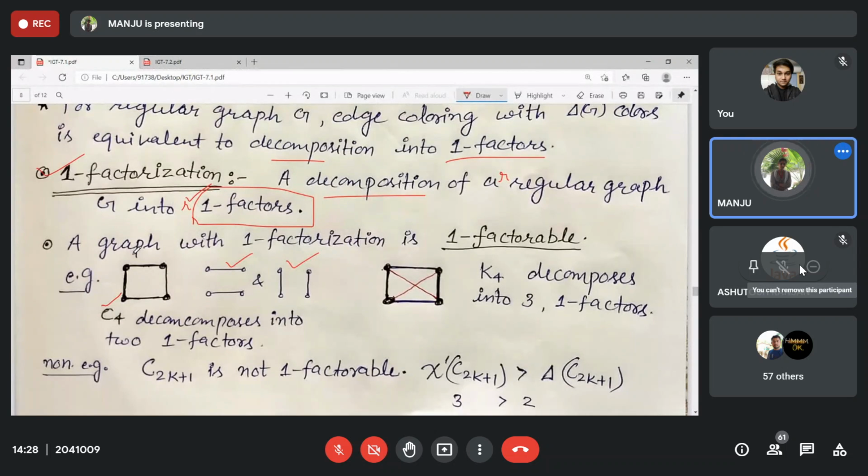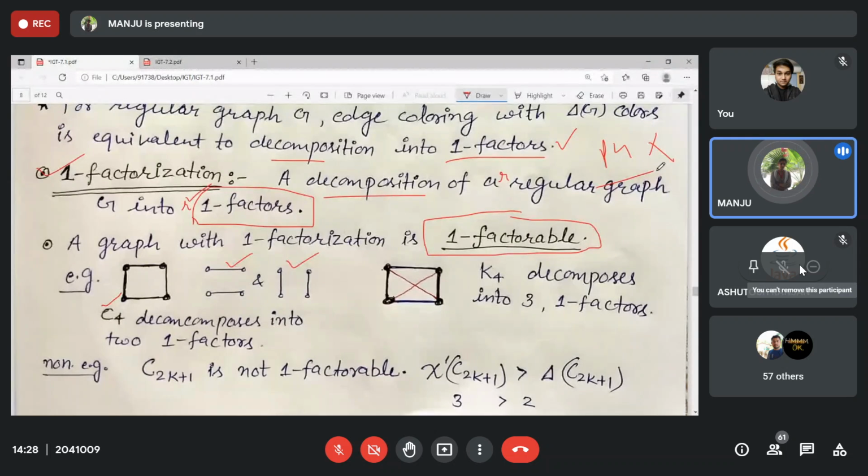And wherever in a graph one factorization exists, you can decompose the edges into r number of one factors, then that graph is known as one factorable. Not all r regular graphs are one factorable. Only those where one factors exist, you are able to decompose into one factors. For example, the Petersen graph is not one factorable. One factor exists but it is not one factorable.